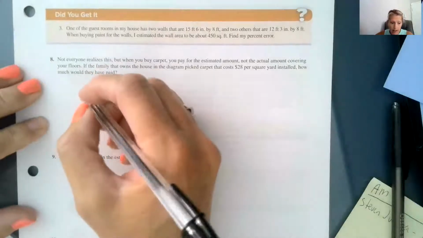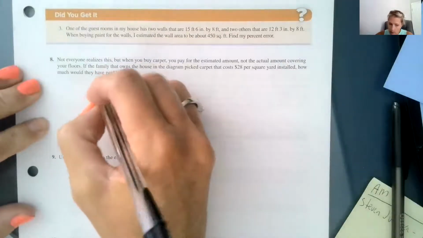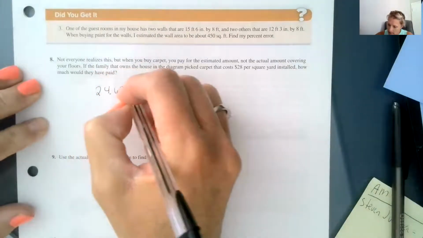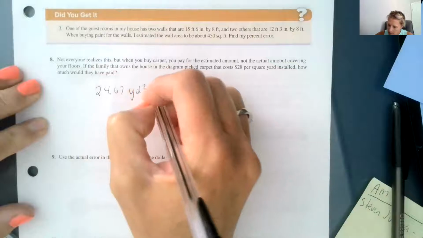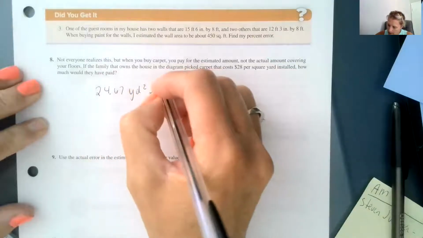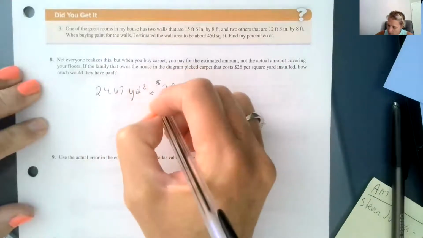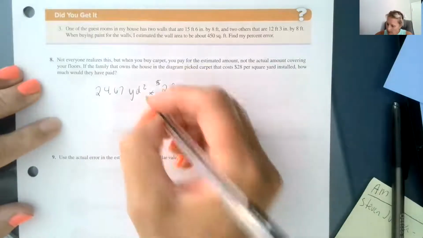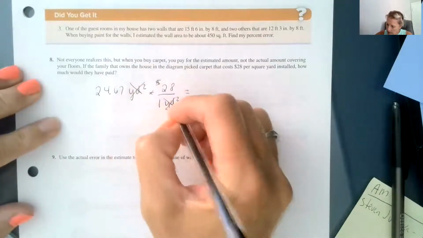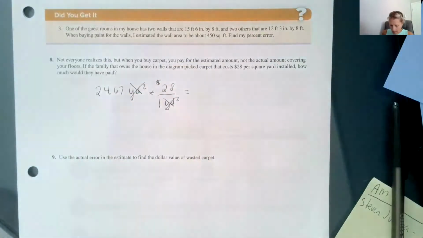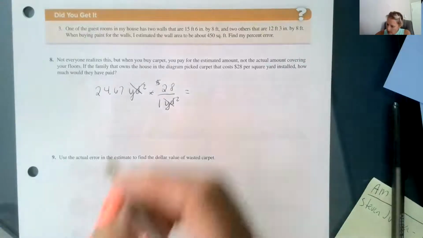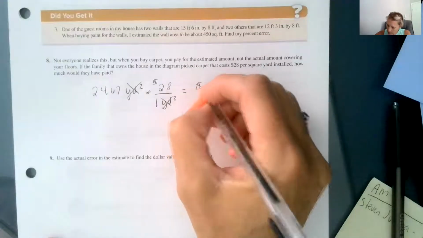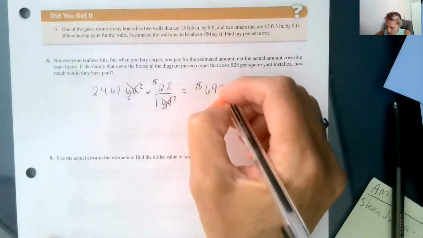So they're going to use the estimate of the 24.67 square yards. And we're paying $28 per 1 square yard. So that's how our yard squared cancels. And when we multiply this, we get dollars. So we're going to pay $690.76.